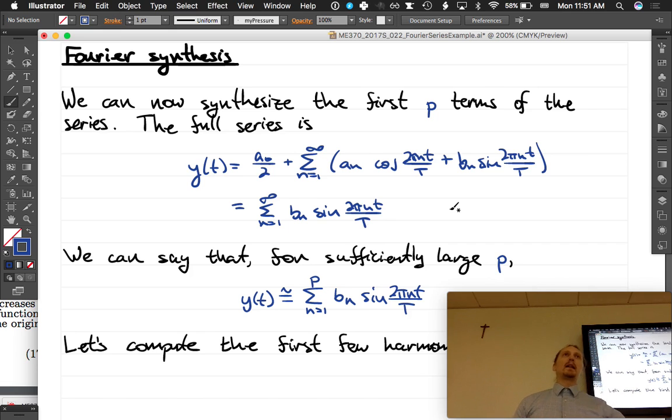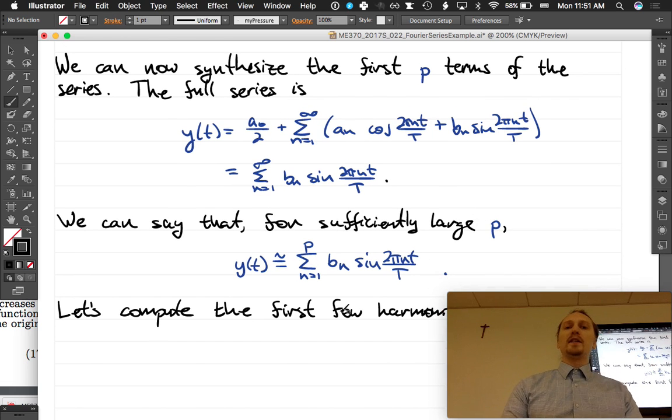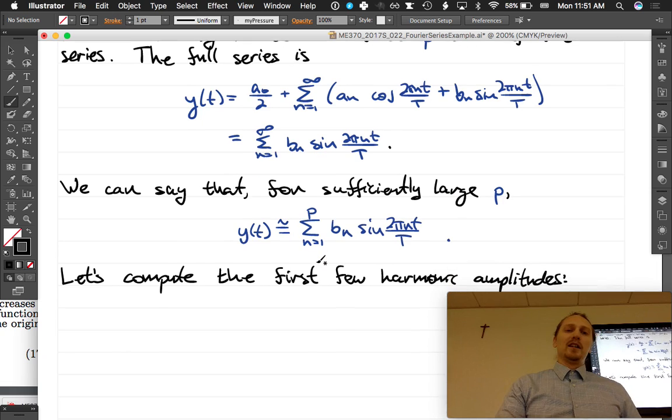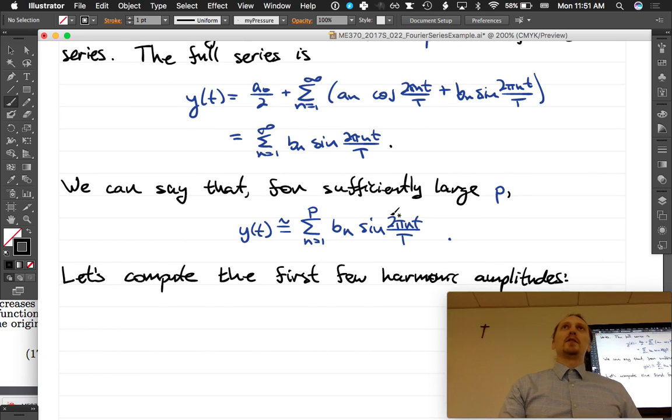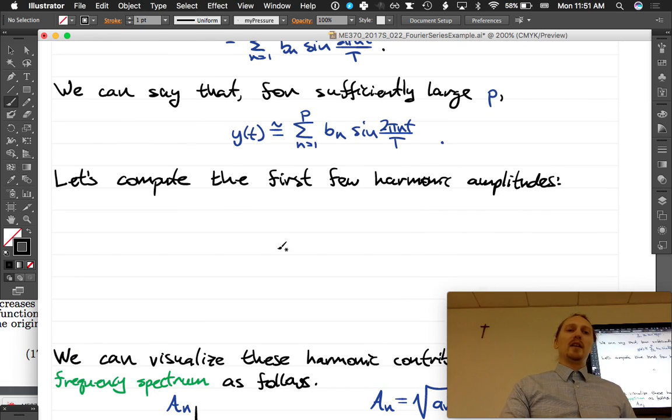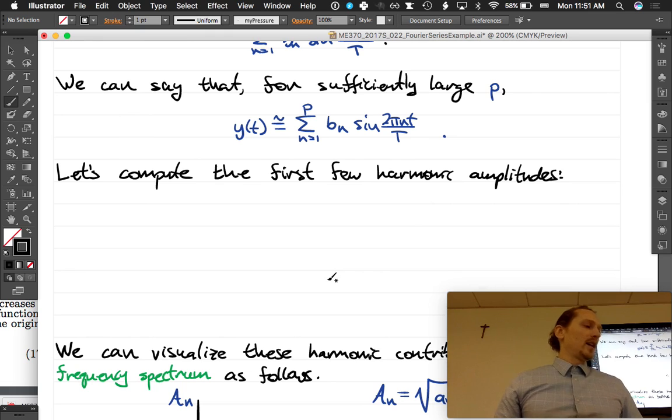So we can say that for sufficiently large values of p, we can sum up just the first p terms, and we should get an approximation of y. Okay? So that's our idea of the sinusoid representing it. Even if you get just the first number of them, we'll see. So let's compute the first few harmonic amplitudes.